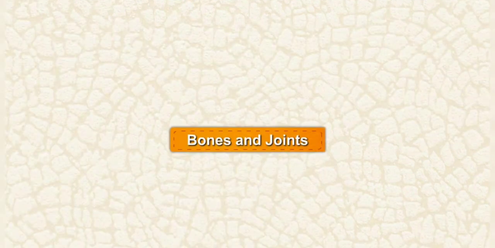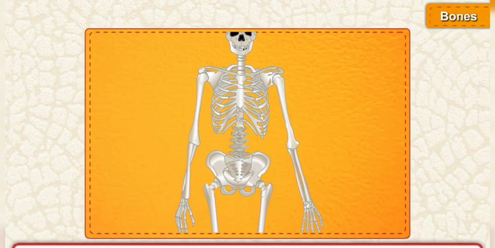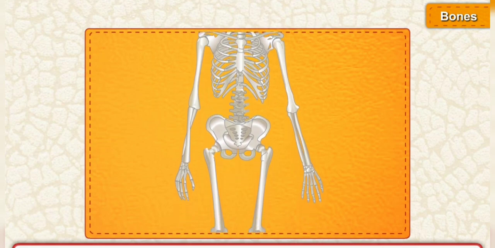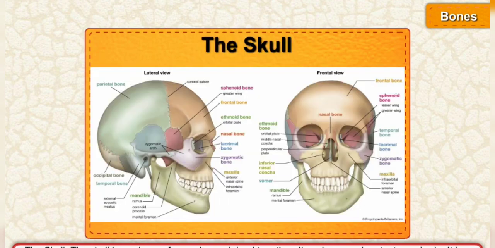Bones and joints. Bones are of different sizes and shapes. The major bones in the human body are the skull, the backbone, the rib cage, and the hand and the leg bone. The skull. The skull is made up of many bones joined together. It encloses and protects our brain. It is made up of 22 bones.